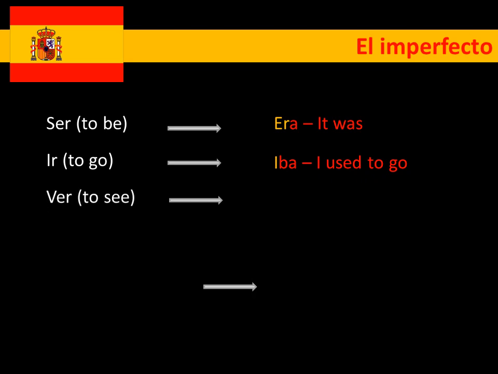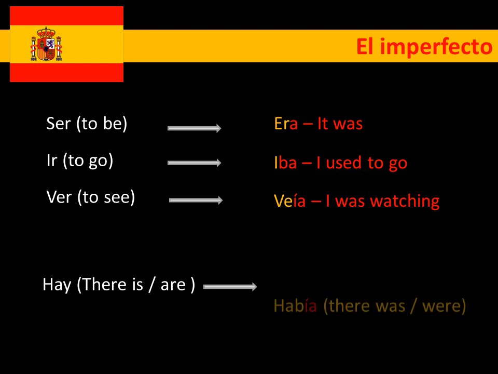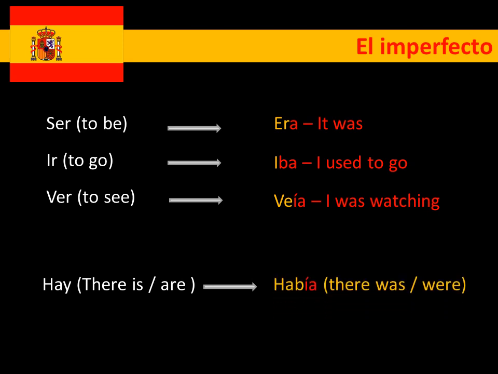Next one is ver, to see. It's only a slight irregularity, and it keeps that e in like it does in the present tense. So veía, I watched or I was watching. Finally, it's not an irregular, but it's one very worth knowing. In the present tense, when we use hay for there is, in the past, when we're describing something, we're going to use había for there was or there were.